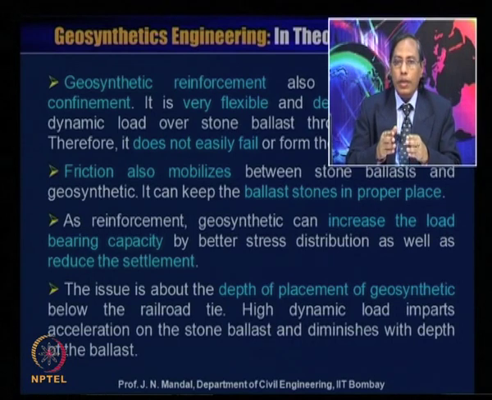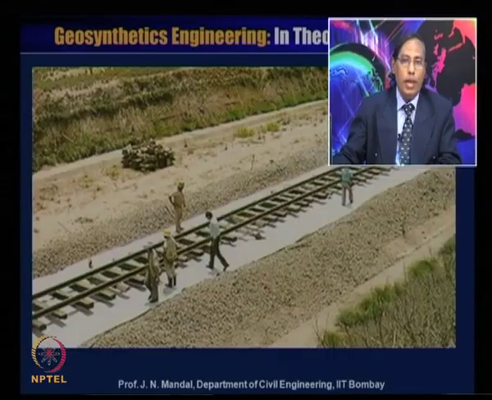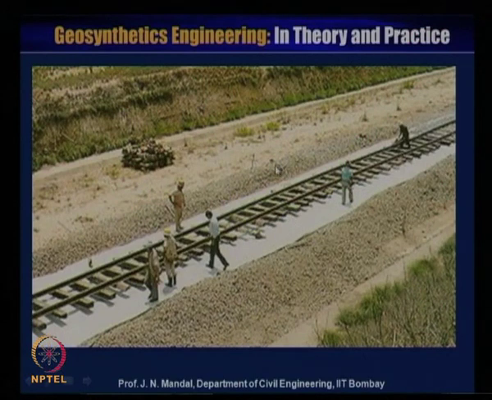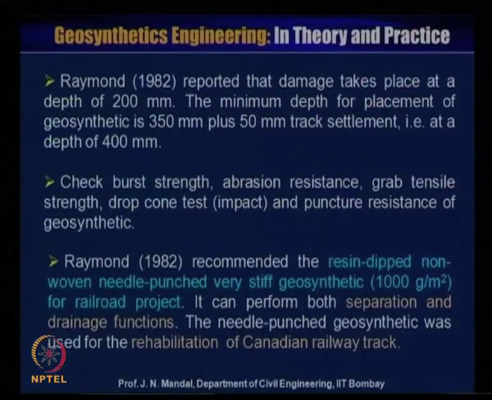As reinforcement, geosynthetics can increase the load bearing capacity by better stress distribution as well as reduce the settlement. The issue is about the depth of the placement of geosynthetics below the railroad tie. High dynamic load imparts acceleration on the stone ballast and diminishes with the depth of the ballast. You can see here how the geosynthetic material, this white color, has been used below this railway track. Raymond 1982 reported that damage takes place at a depth of 200 millimeter. The minimum depth of placement of the geosynthetics is 350 millimeter plus 50 millimeter track settlement, that is at a depth of 400 millimeter.